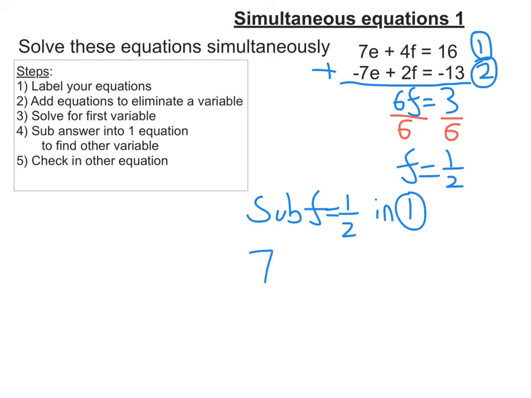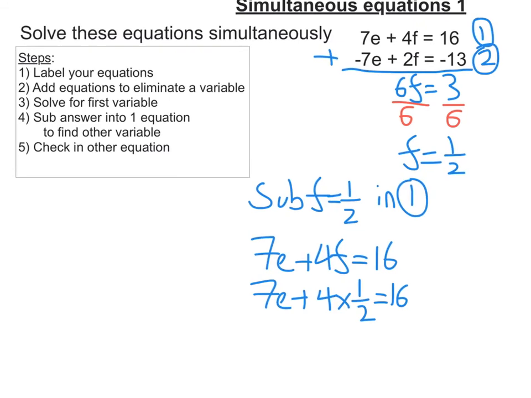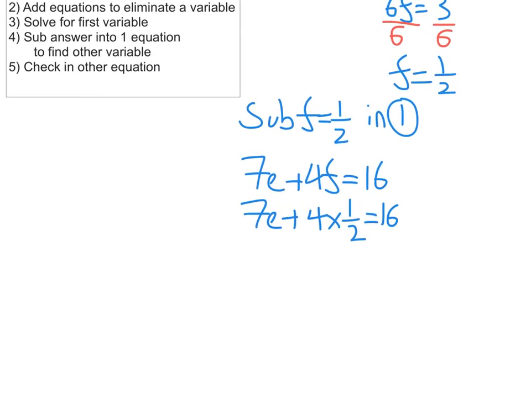So we've got 7e plus 4f is equal to 16. 7e plus, now I'm going to replace the f with a half. Now let's solve that equation. We've got 7e, 4 times a half is 2, equals 16. Take away 2 from both sides. 7e is equal to 14. Divide both sides by 7, we've got e equals 2.